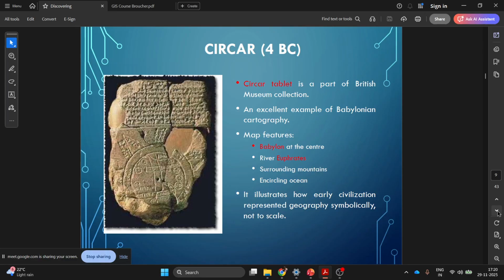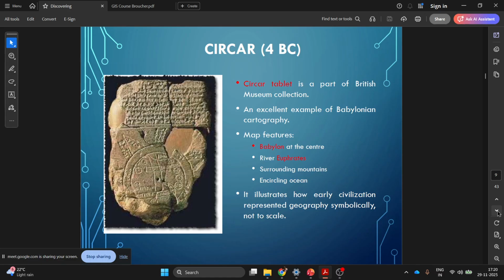This is an example of a Sirkar map that was developed in 4 BC. The Sirkar tablet is a part of the British Museum collection. They got this tablet from the Babylonian empire when it was ruling the world. It is an excellent example of how Babylonian cartography signified the location of their area on a map, with features such as Babylon at the center. Babylon, you would have learned in our history, right? It is one of the oldest developments, and Babylon was depicted at the center of the world.